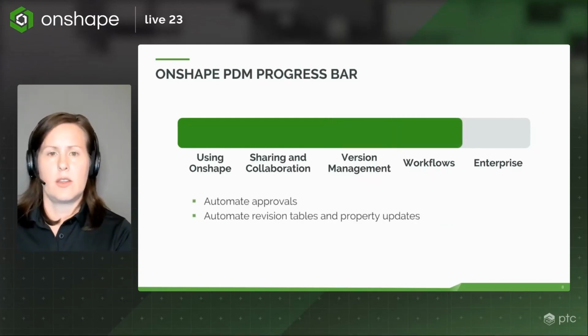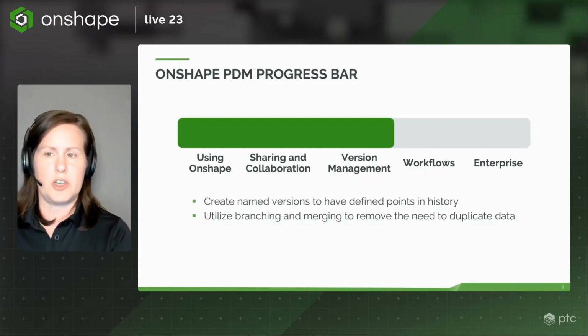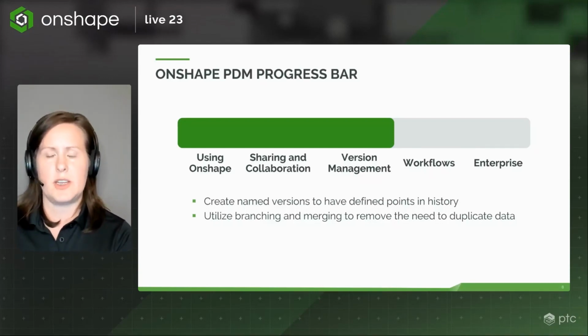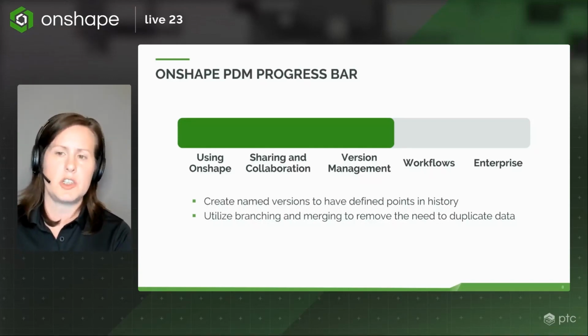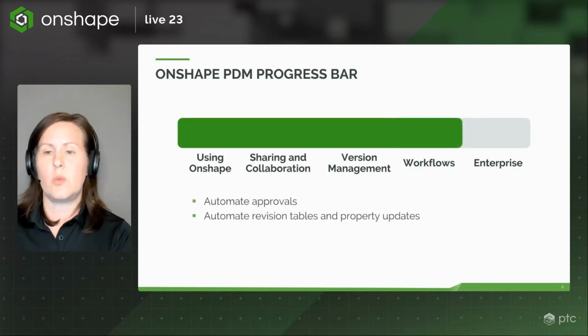Then you can move on to using advanced document and version management. Onshape automatically creates changes in the version and history graph for each action you take in a document. Use named versions to mark milestones in your project, or use branching and merging to manage changes or try new variants. Then you can start using workflows. This will automate approvals and revisions. It'll enable the revision table for you in drawings and create defined points in history of the document.